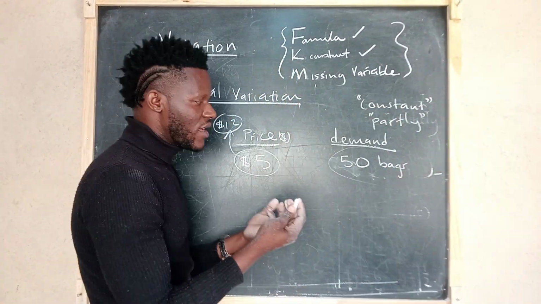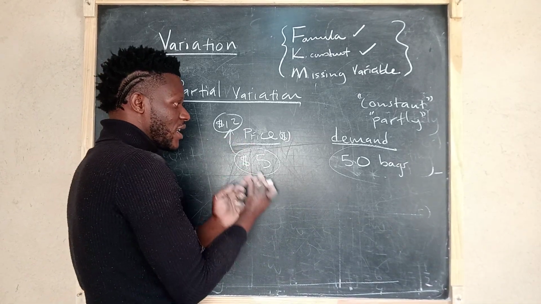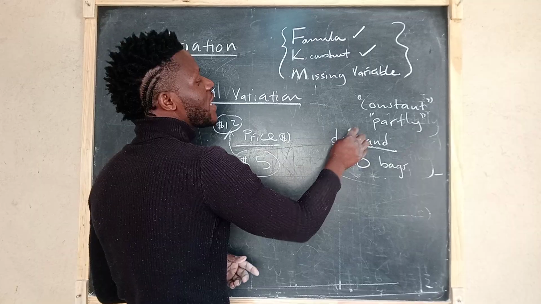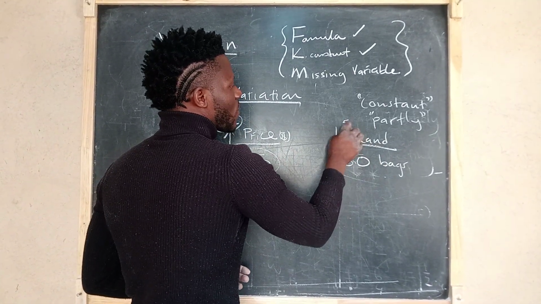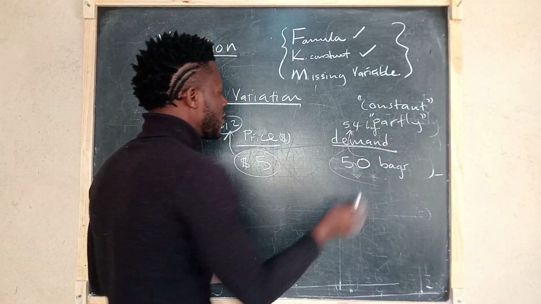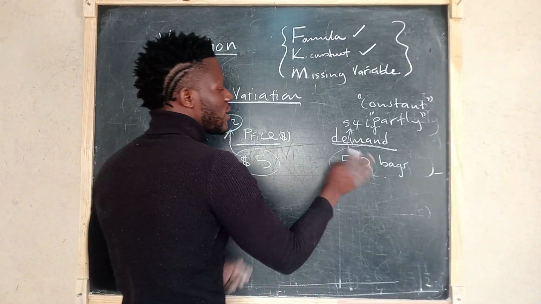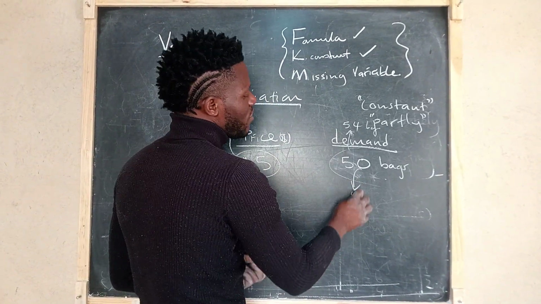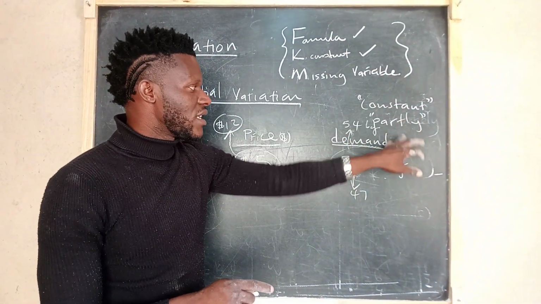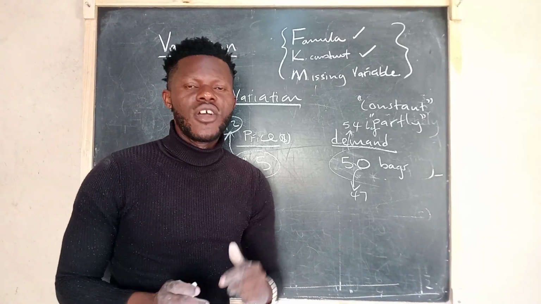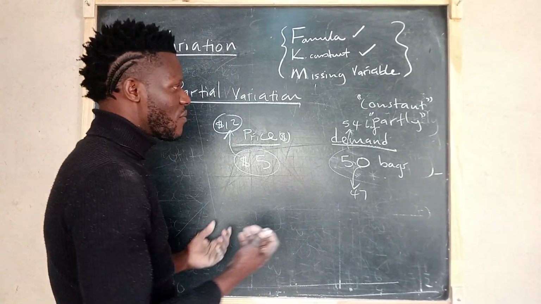It will partly vary. Maybe, to our surprise, if you increase the price of mini meal from $5 to $12, instead of the demand falling, the demand can even rise, but it will rise slightly or partly. The demand can rise up to 54 bags in the month, or it will respond slightly by decreasing to maybe 47. So that's partial variation. There will be these two terms, constant and partly. The other variable remains constant, or it will partly vary or partly respond. That's partial variation. And how do we approach that one?